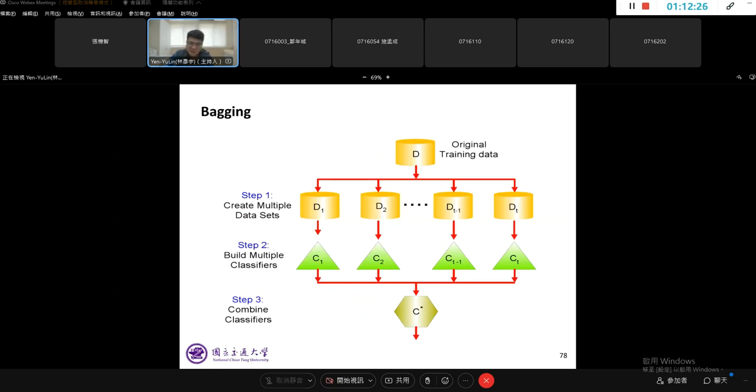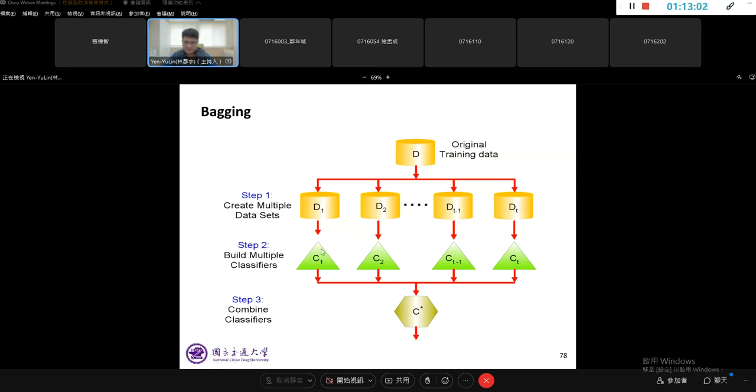Here is the flow chart. Originally, we are given a data set for supervised training. In the first step, suppose we want to generate T decision trees. So we implement the sampling with replacement technique such that we will have T copies of the data set, and all the data sets are different from each other.